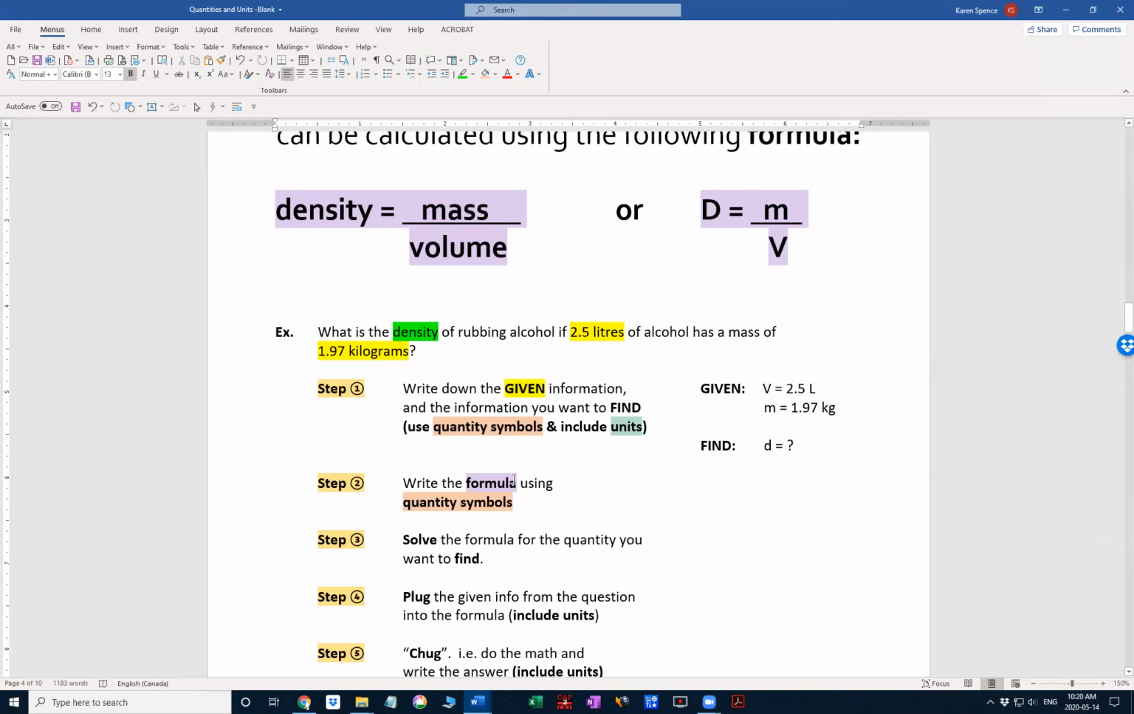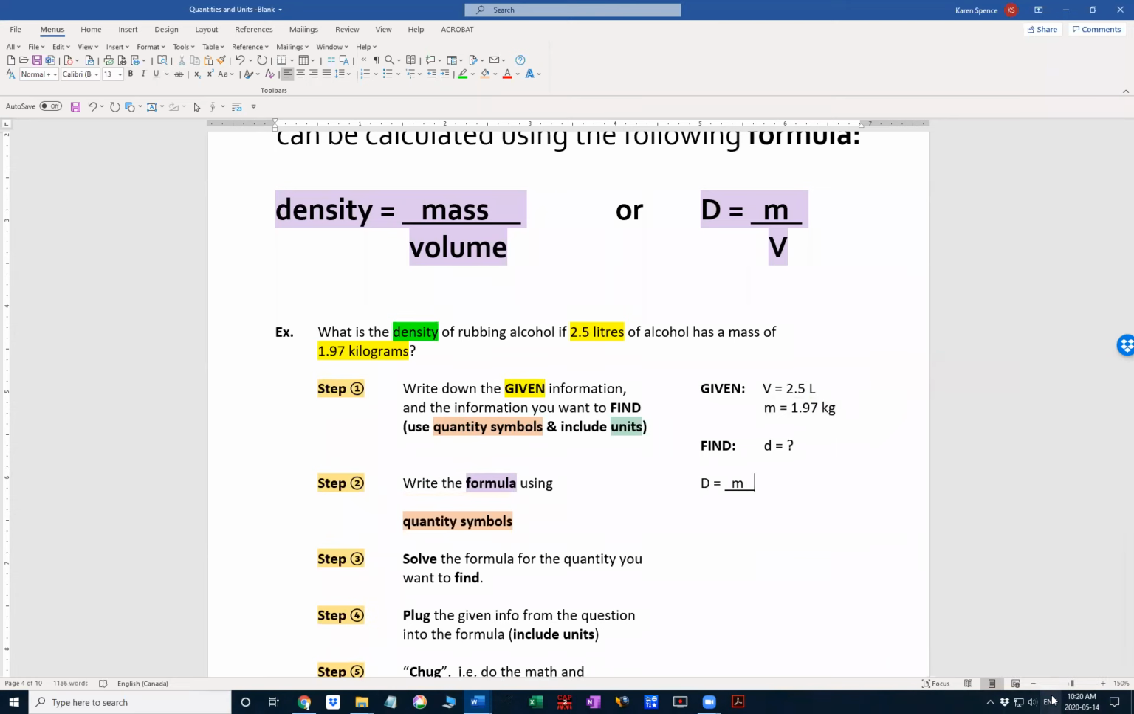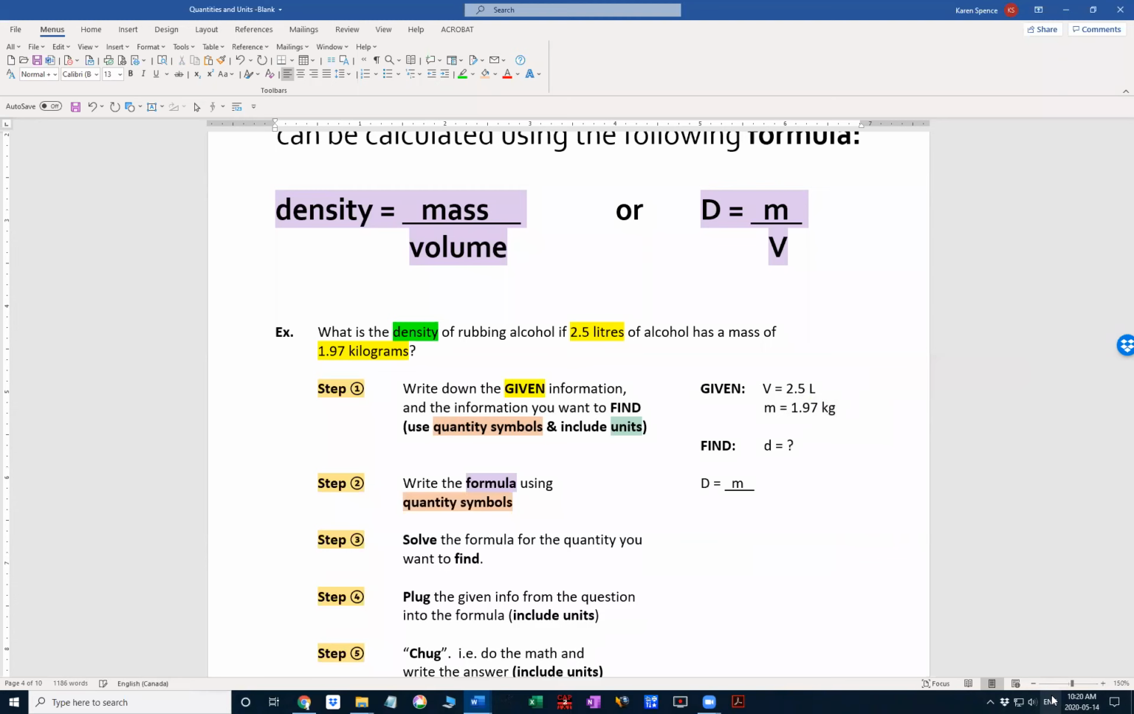Step number 2, write the formula using the quantity symbols. So our formula is going to be this version here, D equals M over V. D equals M over V. And this week we don't have to do step number 3 because we are solving for density, but density is already by itself. So it is done.